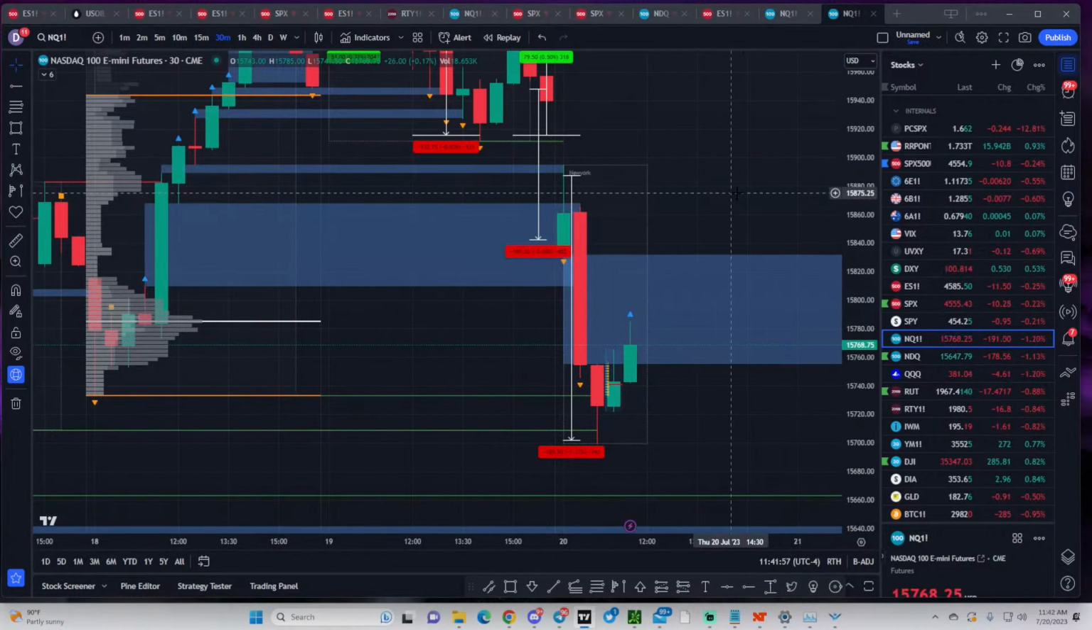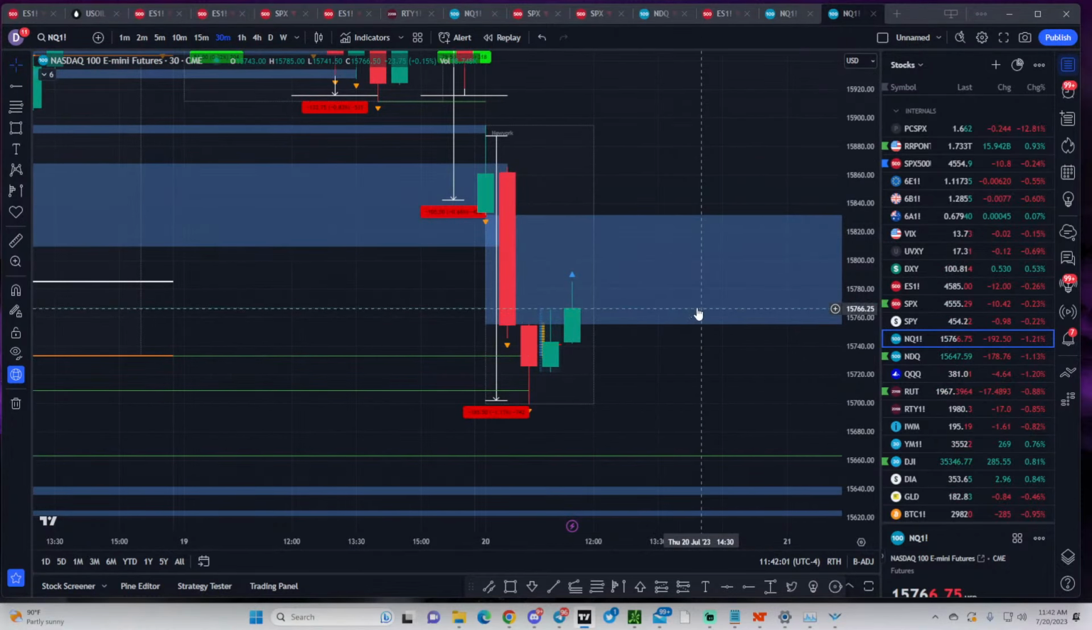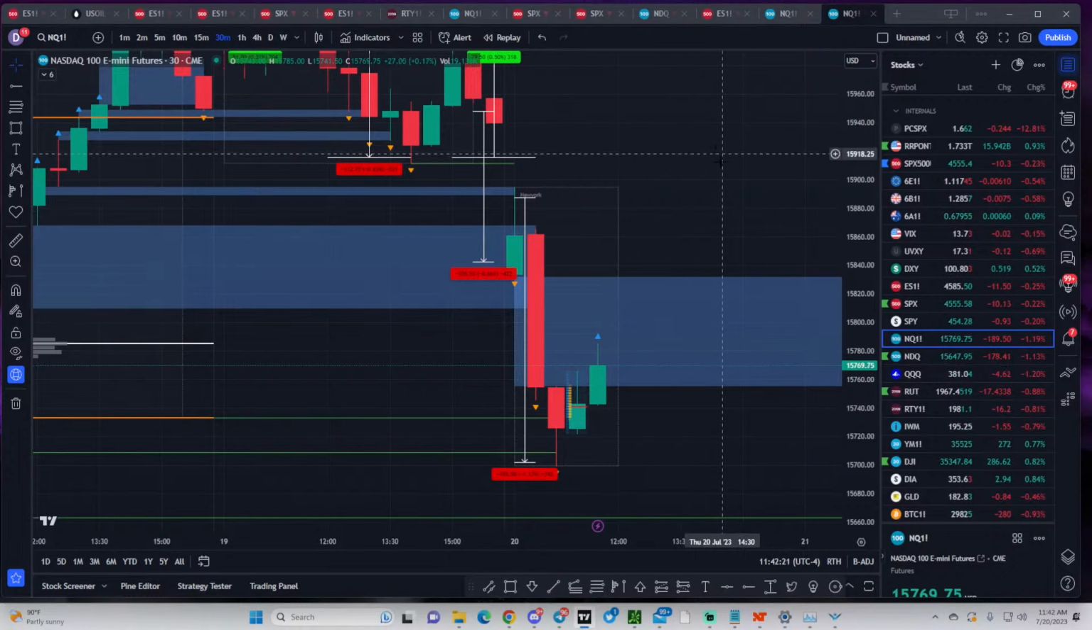Okay, cool. So here's the NQ as we speak right now: it is one-time framing up. It broke the one-time framing down. All right. So this covers the fair value gaps and the single prints. Now we're going to talk about true gaps and value gaps in pricing.